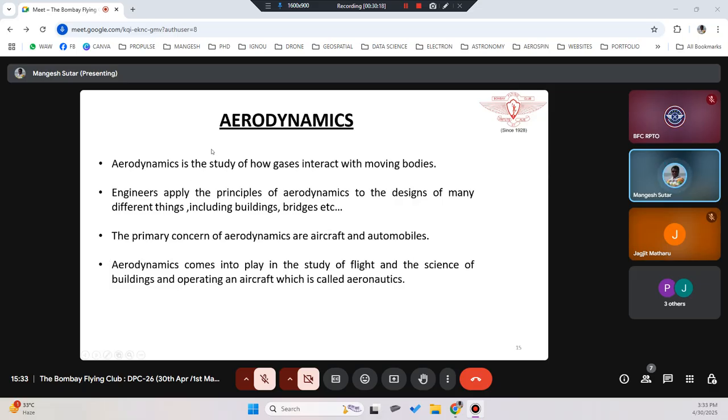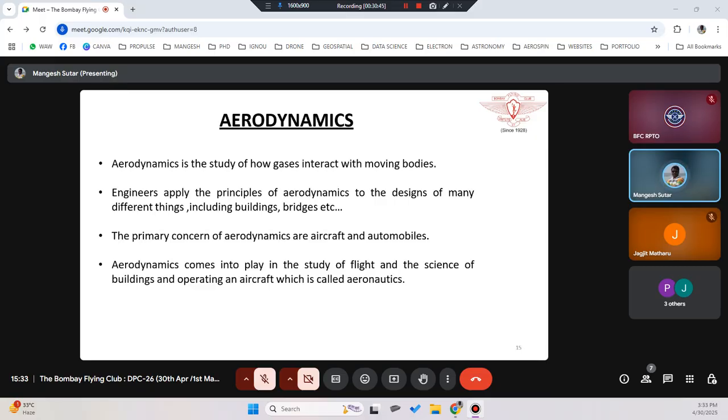Okay, so what is aerodynamics? Aerodynamics is the study of how gases interact with moving bodies. Gases means air. You should think about air, because air is also made of gases. Engineers apply the principles of aerodynamics to the design of many different things, including buildings and bridges. Like we design aeroplanes using aerodynamics. Even cars are designed using aerodynamic principles.